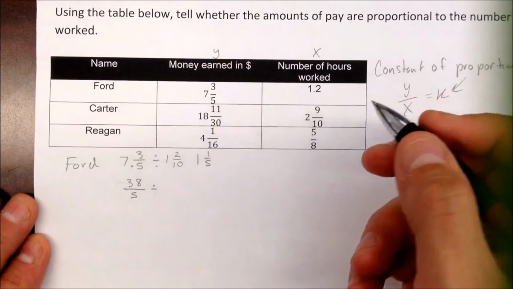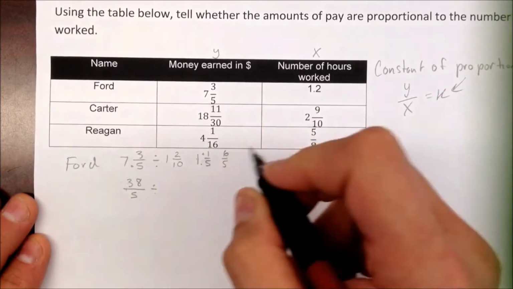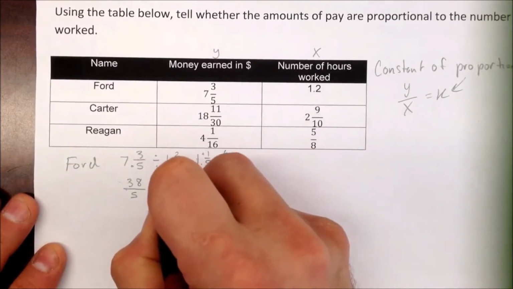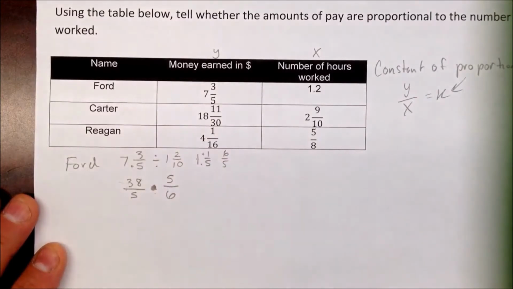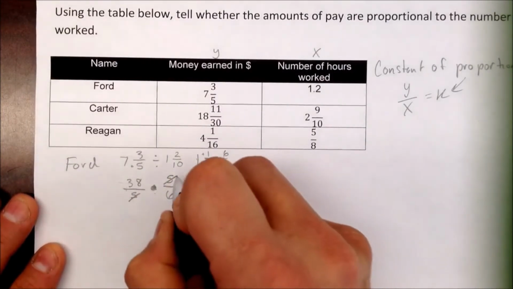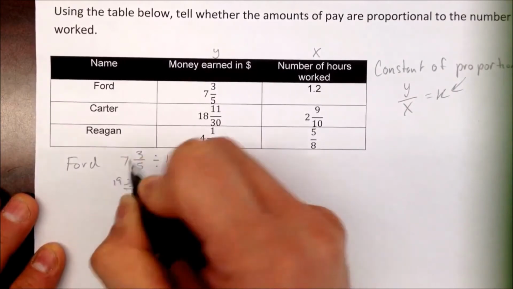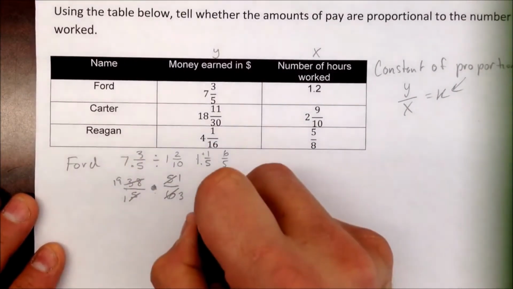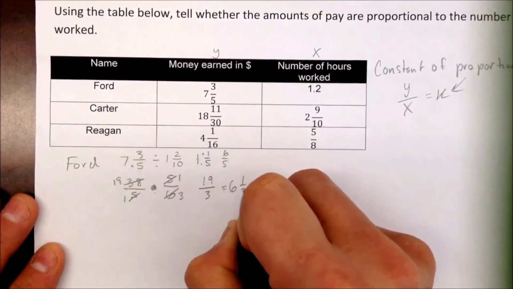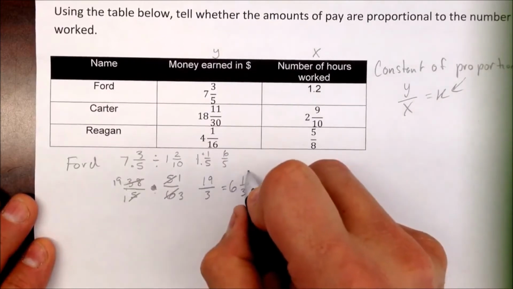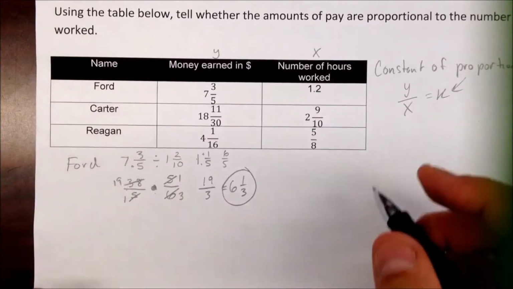So trying to reduce it, make life easier, 5 plus 1 is 6/5. So I have to flip it around to get 5/6, and I can change this to times now because I flipped it around. And then I can cancel out the 5s and divide these both by 2. So I get 19 thirds, which equals 6 1/3. So far, I got a constant of proportionality for Ford of 6 1/3. We have to divide these other two and see if they equal the same thing.